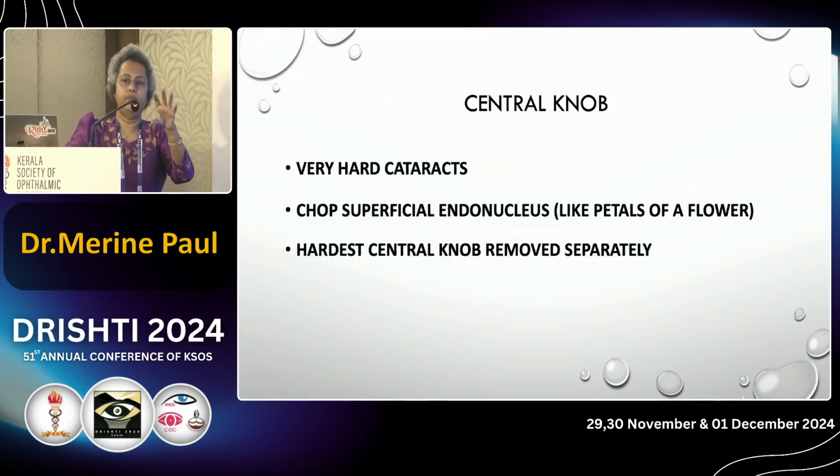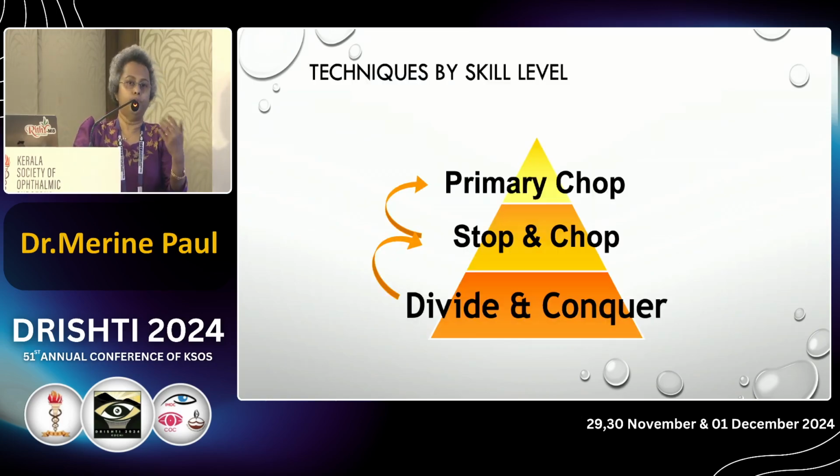Sometimes you have chopped and everything is chopping, but the central hard part becomes one knob, and this is usually where the cataract is hard. So you can chop the superficial endonucleus like the petals of a flower and just remove that hard central knob separately, and then proceed with your phaco as you would normally.